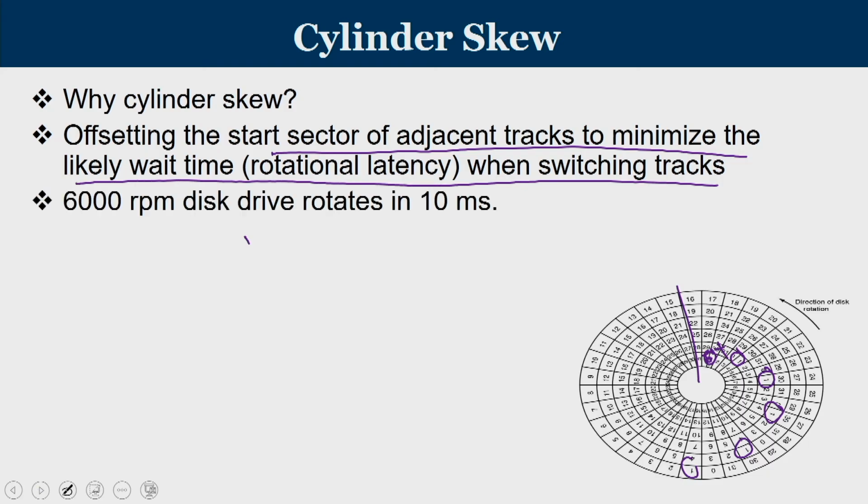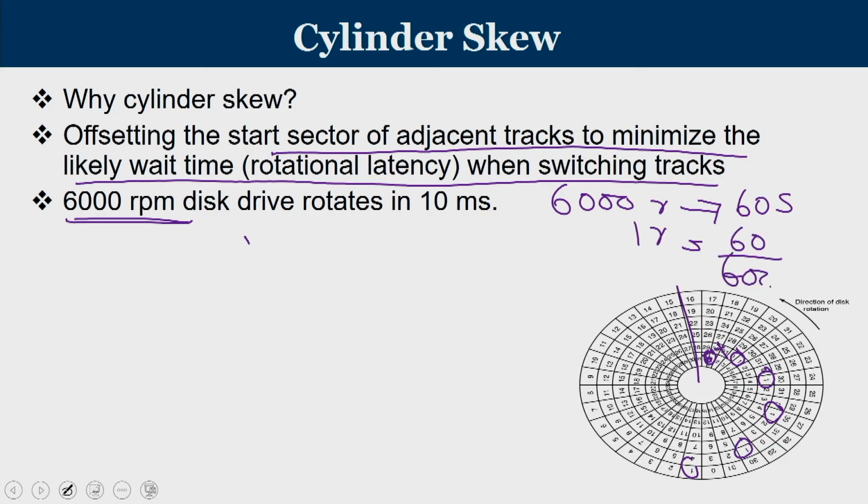So, it is actually a 6000 RPM disk. That means the disk is going to rotate 6000 times, it is going to revolve around the axis in 1 minute. So, 6000 revolutions you are going to make in 60 seconds. That means one revolution will take 60 divided by 6000, that is going to be 10 millisecond. So, it takes 10 millisecond to complete one rotation.